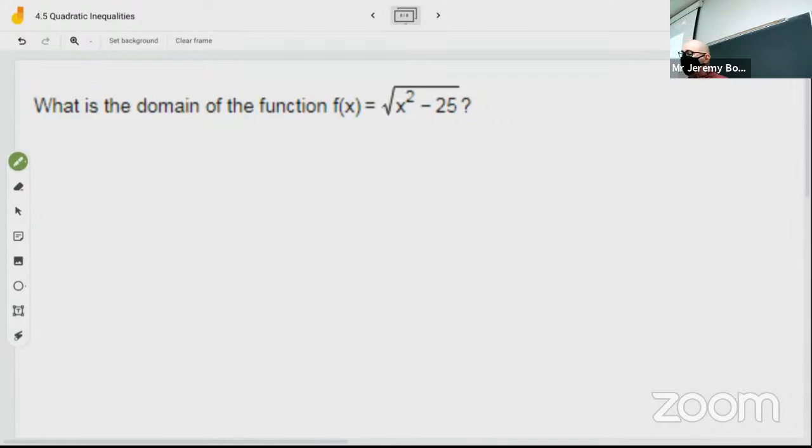So, what is the domain of this function? If you remember domain, there's two types of restrictions that we talked about so far. Either your variable's in the denominator, and you want to avoid having the denominator equal to 0, or you have a variable under an even root. That's what we got here, and you want what's under that even root to be greater than or equal to 0. So if we want to find a domain in this one, I want to know where is x squared minus 25 greater than or equal to 0.